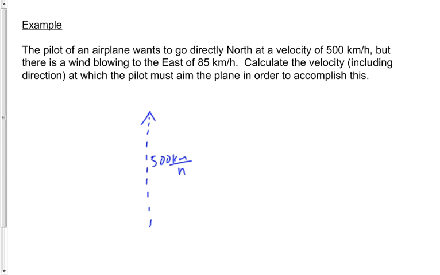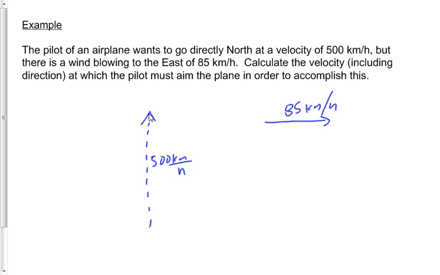Now, there's a wind blowing to the east at 85 kilometers per hour, solid or dotted? Wind, does that contribute to where I go, or is that where I go? Solid. Listen, guys, if we already established that I'm going north, well, then I'm not going east. If I'm going at 500 kilometers per hour to the north, then the 85 must be contributing to where I go. Now, here's the question. Here's the tough part of this one. Where do I draw that?